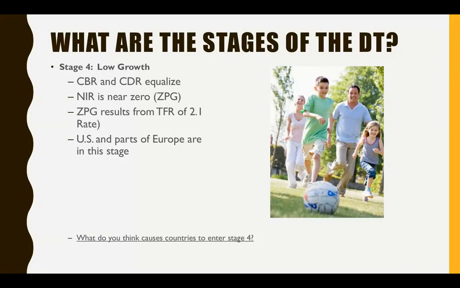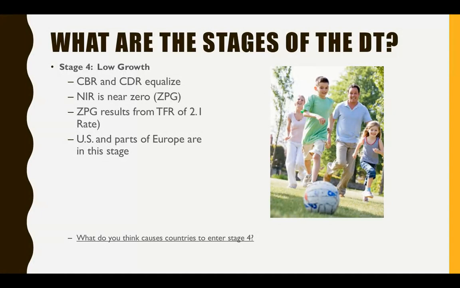And we get the ZPG from the total fertility rate dropping to about 2.1. And that's about replacement rate. That means that a woman has 2 children in her lifetime. She replaces her and her husband, or her and her significant other, and then they are replaced as they die. And so that's why we get to that 2.1 replacement rate. Like I said, United States and Europe have entered this stage. A few other places, when we look at more developed countries, have entered it as well.